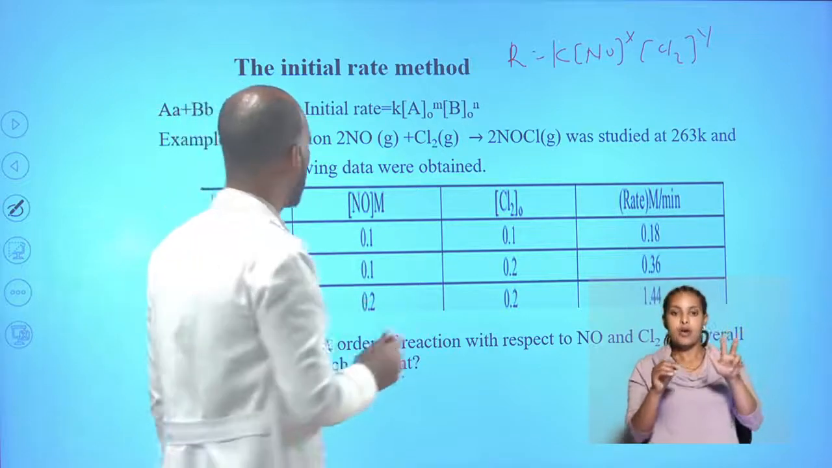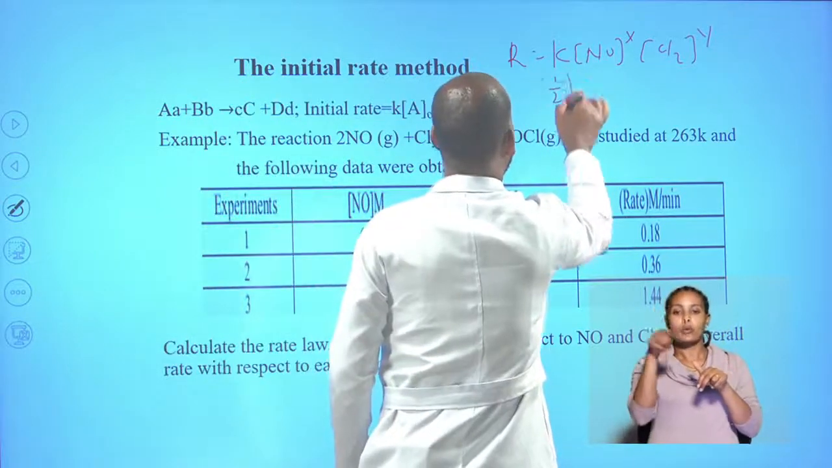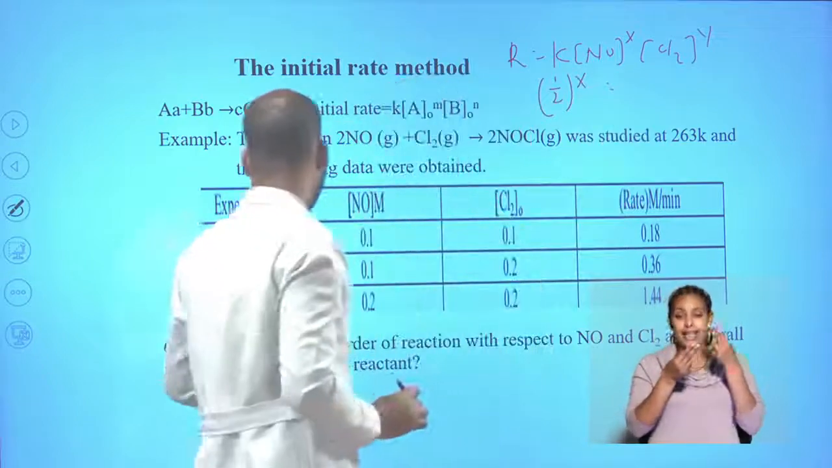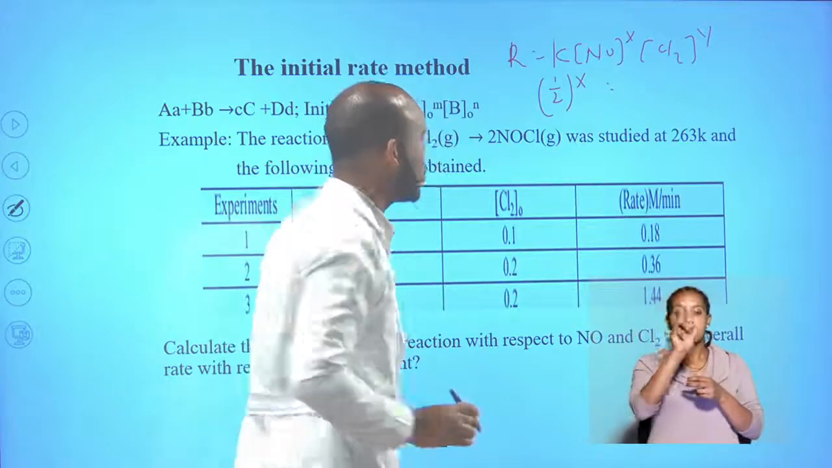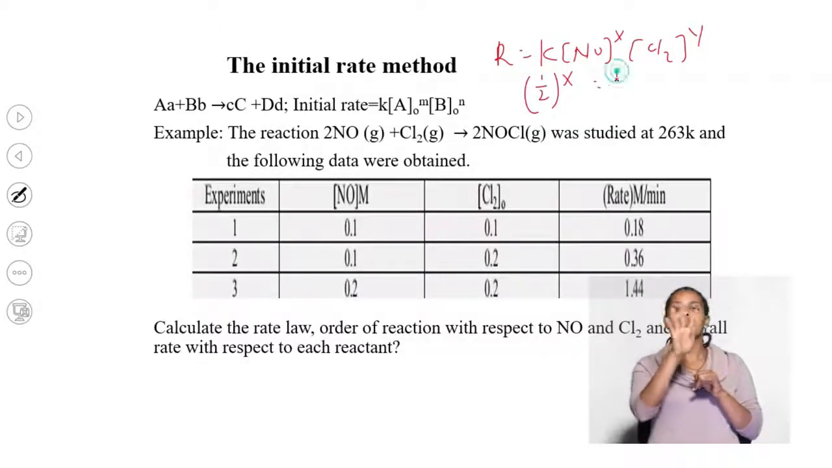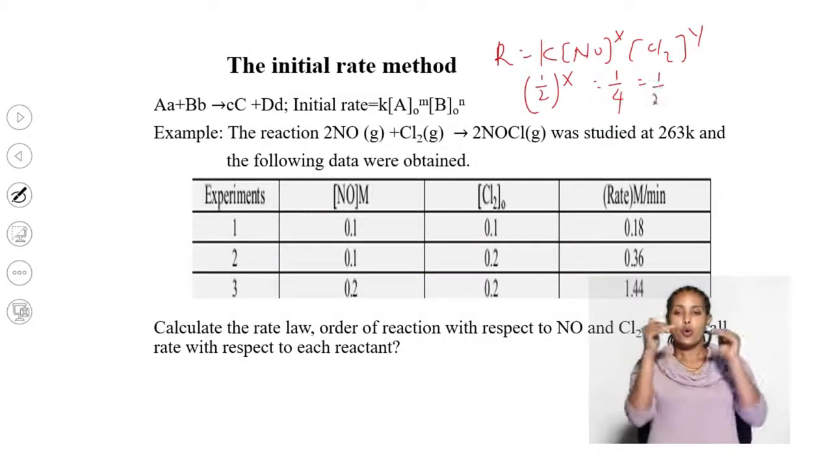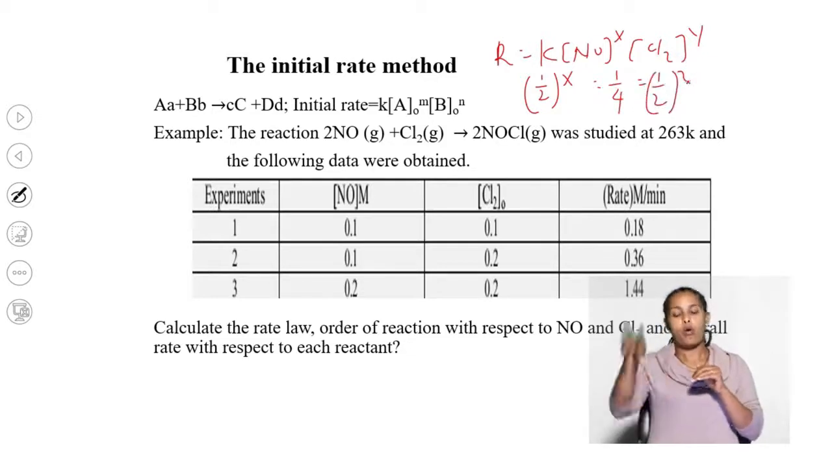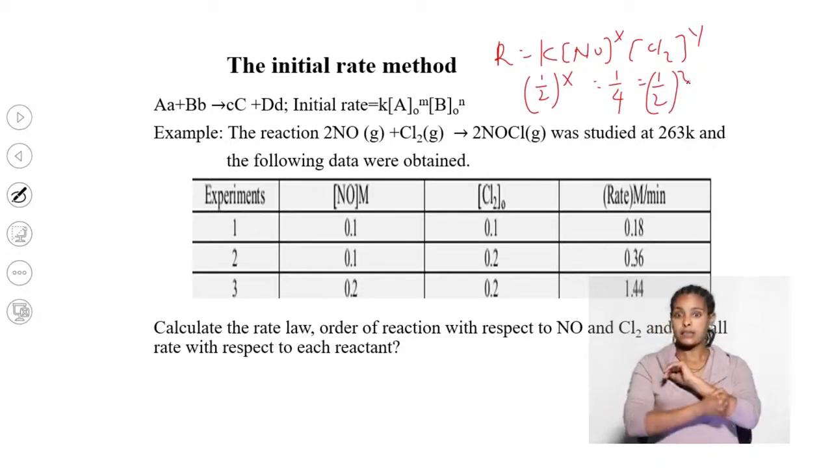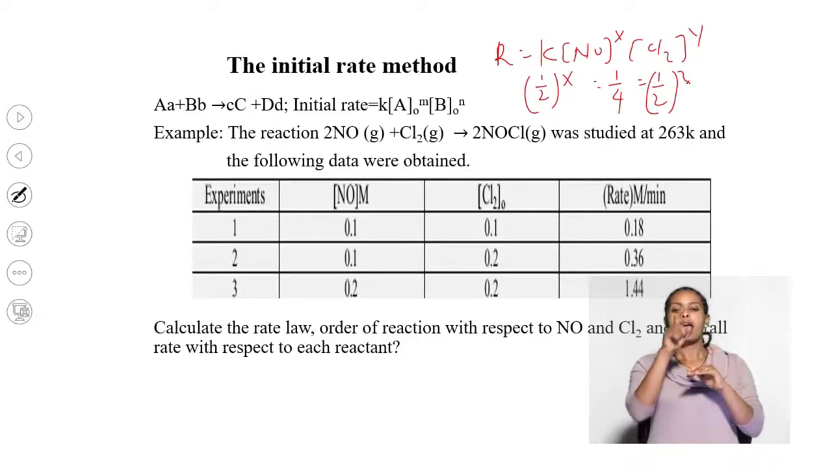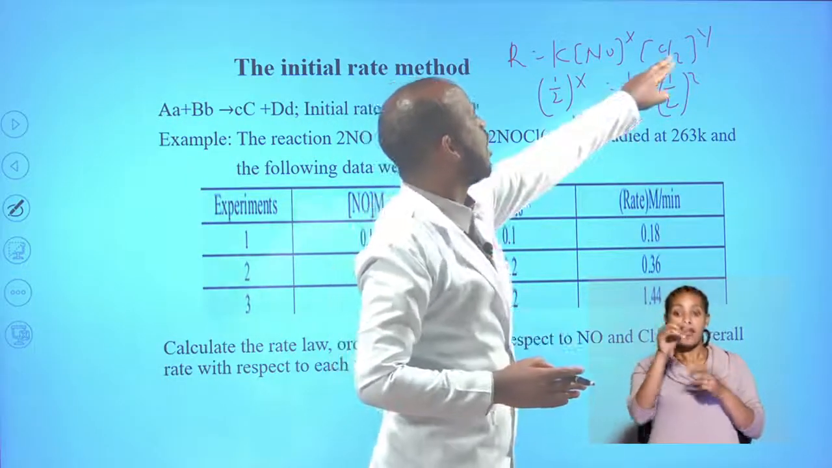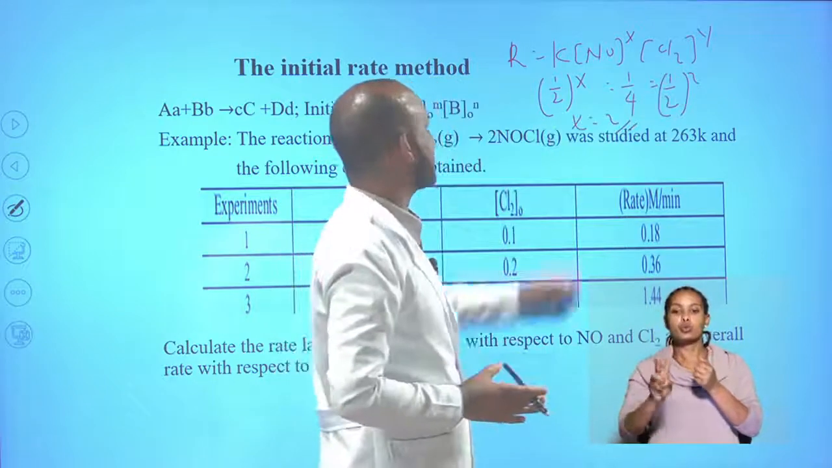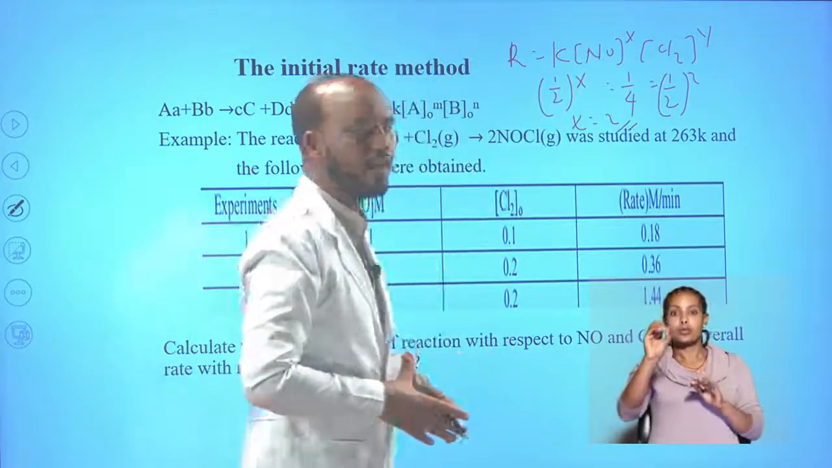From this, 1 over 2 to the power x equals rate 2 divided by rate 3, which is 36 divided by 144, which is 1 over 4, equal to 1 over 2 to the power 2. The bases are equal, therefore x equals 2. To get the value of y, vary concentration of Cl2 while keeping concentration of nitrogen monoxide constant.